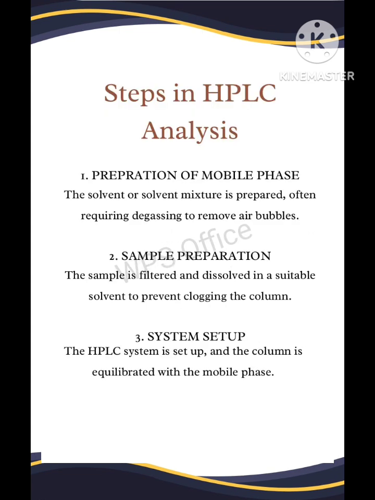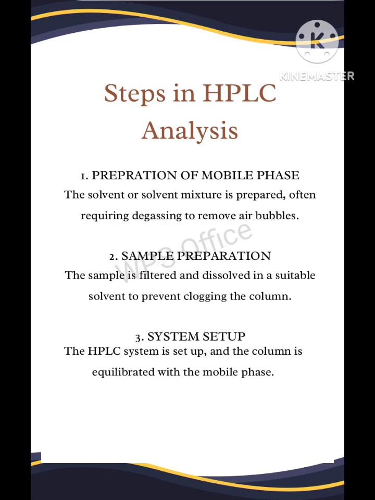There are different steps in the HPLC analysis. First one is preparation of mobile phase. The solvent or a solvent mixture is prepared, often requiring degassing to remove air bubbles. The second step is sample preparation. The sample is filtered and dissolved in a suitable solvent to prevent clogging the column. Third one is system setup. The HPLC system is set up and the column is equilibrated with a mobile phase.